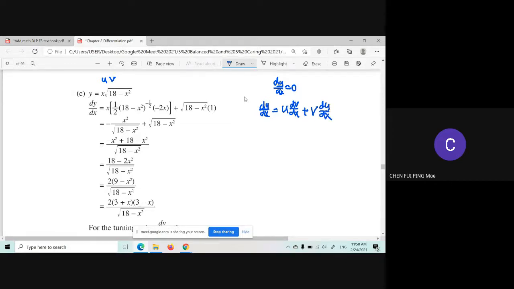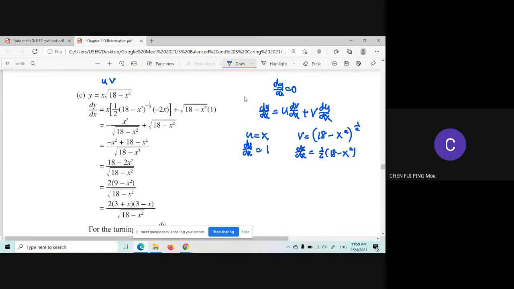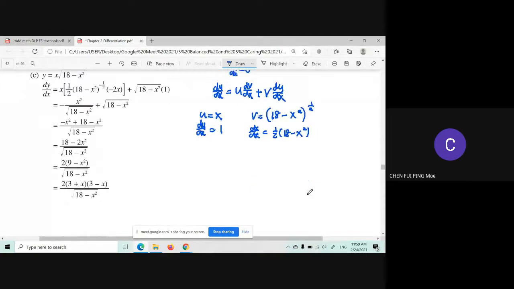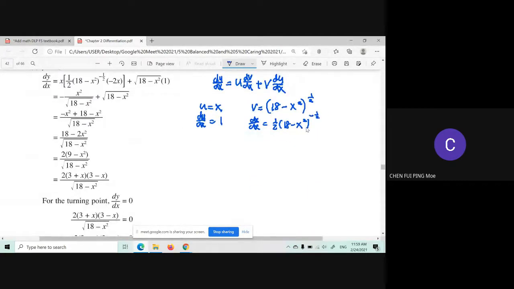So one by one first. u is x. v is the square root of 18 minus x squared, which is actually (18 minus x squared) to the power of 1/2. So for u, differentiating x, du/dx is 1. For v, dv/dx: you bring down the 1/2, copy the bracket, and power 1/2 minus 1 becomes minus 1/2, then multiply by the derivative of the thing inside the bracket. Differentiating 18 gives 0, and differentiating this gives negative 2x.